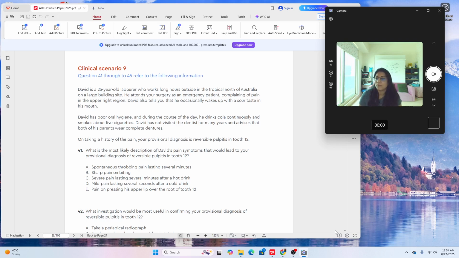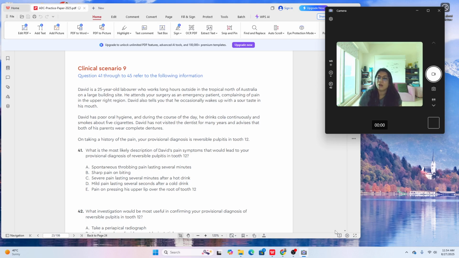David has poor oral hygiene, and during the course of the day, he drinks cola continuously, very high sugar, and smokes about 5 cigarettes. David has not visited the dentist for many years and advises that both of his parents wear complete dentures. So basically, the teeth condition of the parents also is not well. Probably that's why they have been extracted or they got lost due to periodontal problems, and they both are having complete dentures.